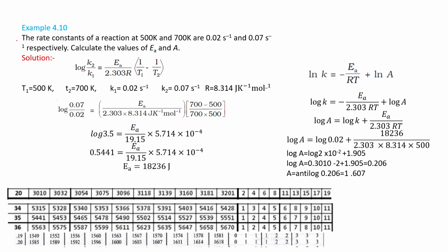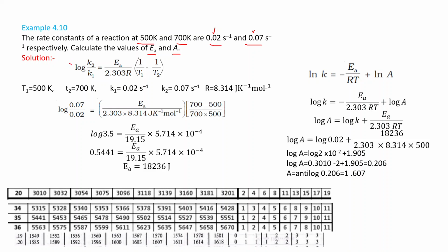Now, next, the rate constants of a reaction at 500 Kelvin and 700 Kelvin are given. This is for 500 Kelvin, this is for 700 Kelvin. You have to find out the value of activation energy and the value of A. This is based on the Arrhenius equation.